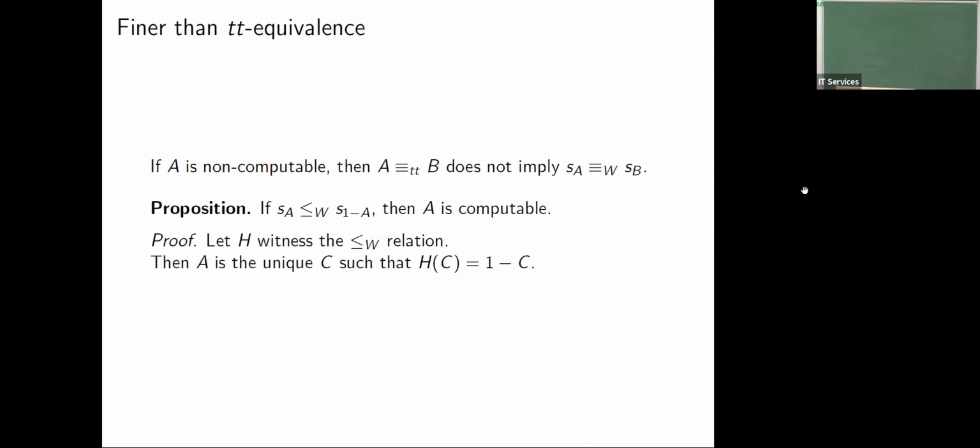So what if there were such increasing H mapping A to 1 minus A? Well, then H would have to be an increasing function. But here, the function that maps C to 1 minus C is a decreasing function. So they're only going to have one point of intersection, and they're both computable. So that one point of intersection, the pair A, 1 minus A, will be the computable A. All right, and that's just what it says there.